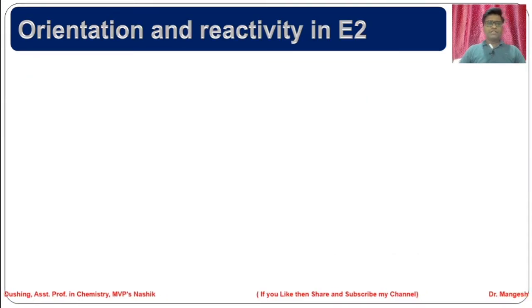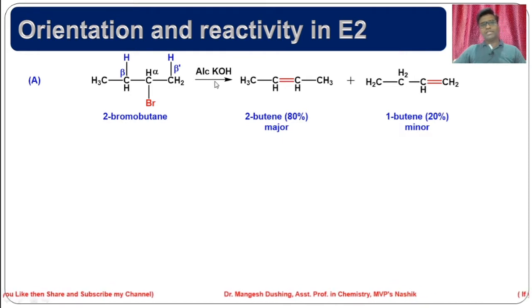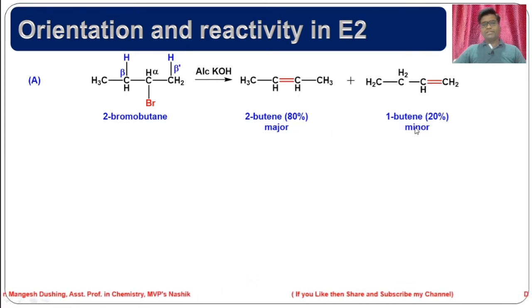Friends, we will learn about orientation and reactivity in E2 reaction mechanism. Friends, we will take some examples before that one. Suppose we reacted 2-bromobutane in presence of alcoholic KOH and heat. In this compound, there are two types of beta hydrogens. So, we will get two products. So, 2-butene and 1-butene. In that case, major will be 2-butene and minor will be 1-butene as a product.